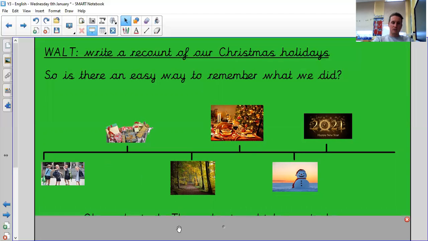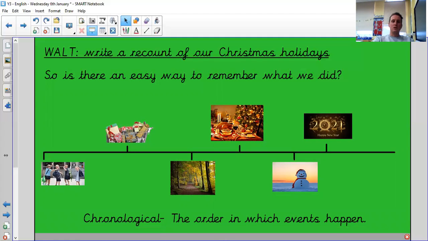Chronological, we did touch on this word last term. Chronological means the order in which events happen. So for example, the first thing that happens in the Christmas holidays was the fact that we broke up, we left school. Okay, and then these are the things: I went shopping, I went for walks, then it was Christmas, then I played in the snow, then it became the New Year. My last picture here, I suppose, I could have included me going back to work, okay, and that would have been my Christmas holidays. So chronological suggests in which order things happened. So if you can make sure that you get it in the right order, that would make your recount a lot easier. So pause the video and have a go at doing that now.